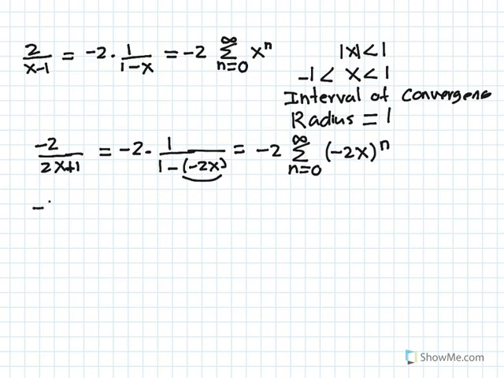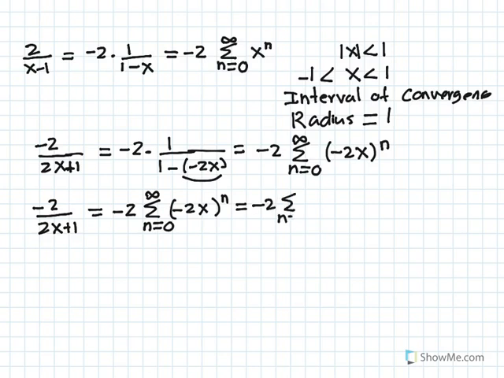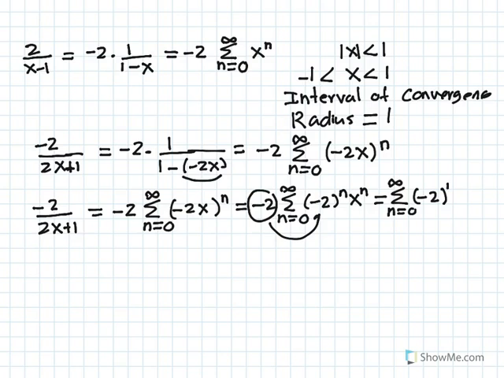So the second fraction is also the sum of a geometric series. So -2 divided by 2x plus 1 is equal to -2 times the summation n equals 0 to infinity of (-2x)^n. We get -2 times the summation n equals 0 to infinity of (-2)^n times x^n. Let's multiply this -2 inside the summation, and we get the summation n equals 0 to infinity of -(2)^(n+1) times x^n.